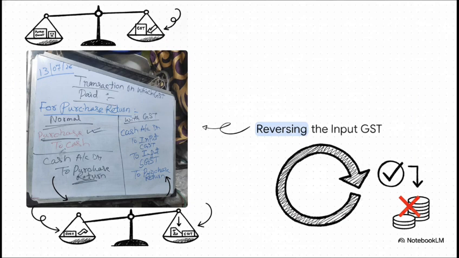If you think about the logic here, it actually makes perfect sense. When you originally bought the goods, you claimed that input GST as a benefit, right? It was a debit. But now that you're giving the goods back, you don't get to keep that tax benefit. You literally have to reverse it. So you credit the input CGST and input SGST accounts to cancel out the tax you originally claimed, right alongside crediting the purchase return account for the actual value of the goods. It is all about balancing the scales.